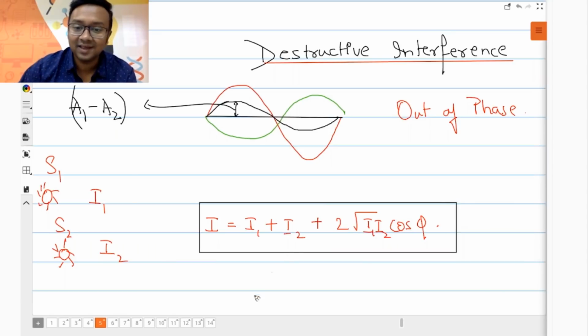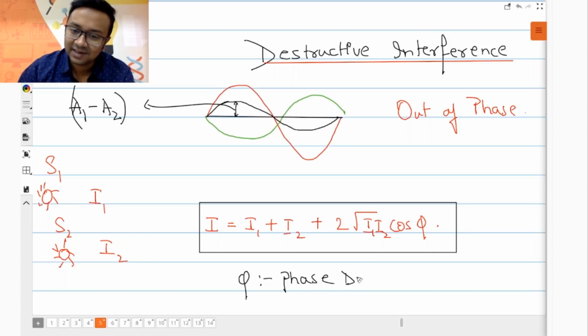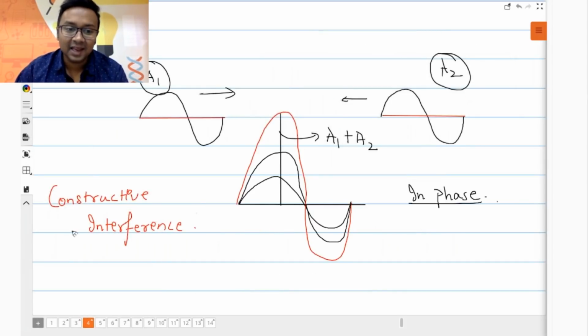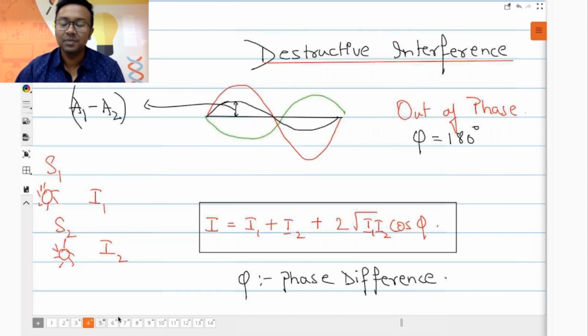And what is phi? Phi here is the phase difference, students, between these two waves, that is coming from S1 and coming from S2. Just now we saw this is totally out of phase. Totally out of phase, phi means 180 degrees, and in phase means phi is equal to 0 degrees. Clear?